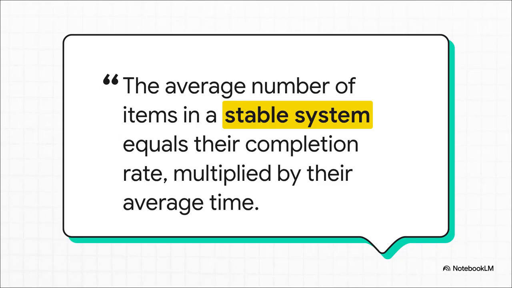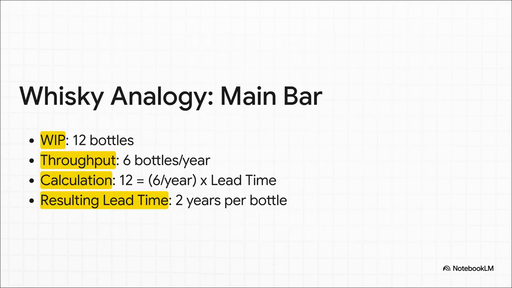And the why behind this is all explained by this incredibly powerful but simple formula called Little's Law. It's been around since 1961, and it creates this direct, unavoidable mathematical link between work in progress, throughput, and lead time. Okay, to really get this, let's use Caroli's brilliant whiskey bar analogy. Imagine you've got 12 different bottles of whiskey open on the bar. That's your work in progress. And let's say you finish about 6 of those bottles a year. That's your throughput. Well, Little's Law tells us that on average, each one of those bottles is going to sit on that bar for 2 years before it's empty.